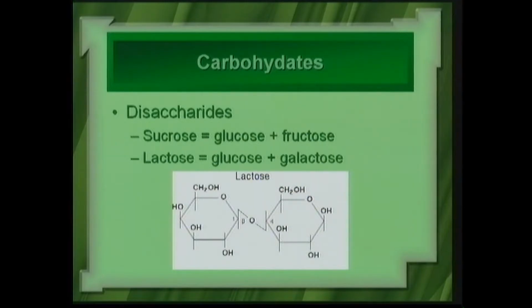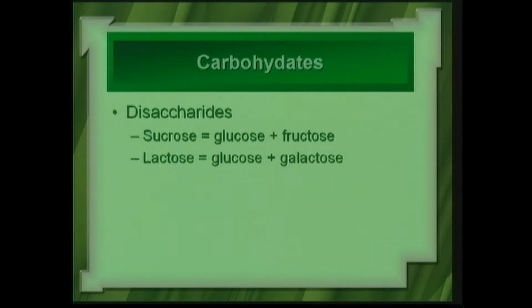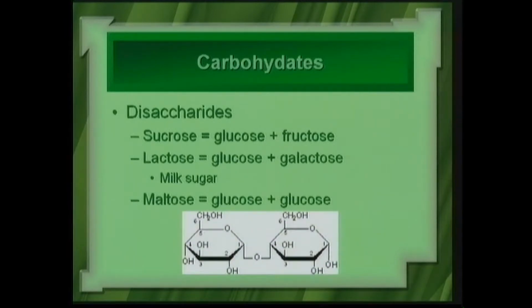Also you have lactose. Lactose is in this kind of configuration where you have one glucose and one galactose covalently bonded. And of course, lactose is milk sugar. It's in human breast milk as well as other kinds of milks, which are of course produced by mammals. And then you have maltose, which is two glucose units covalently bonded together.